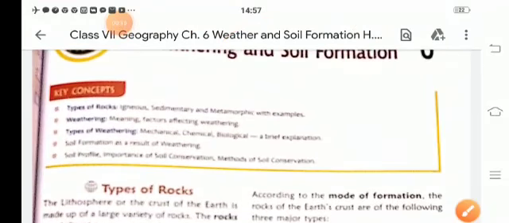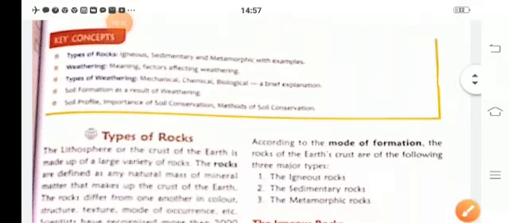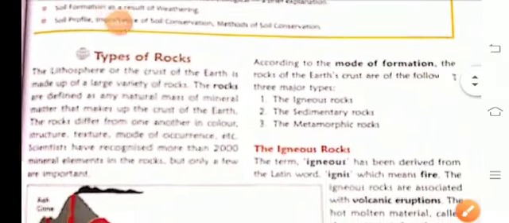In this lesson we will read about the types of rocks, then weathering, what is weathering, then types of weathering, soil formation and soil profile. So let's start with the types of rocks.